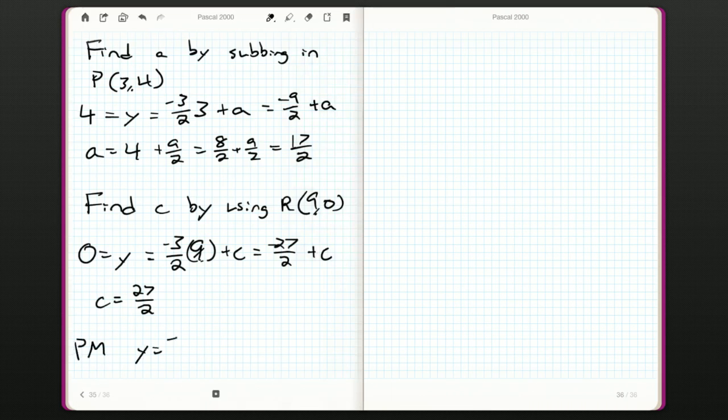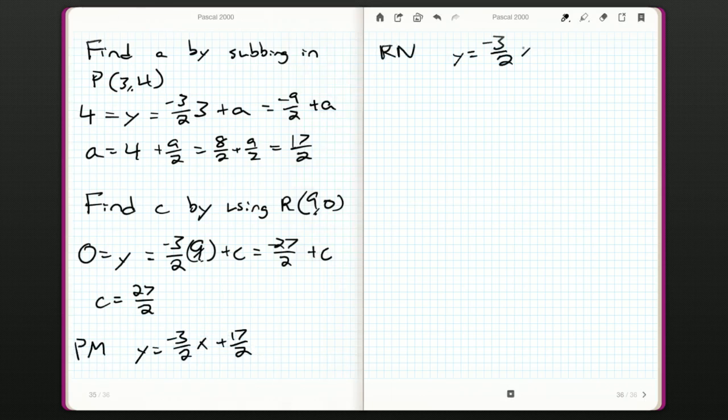So PM is y equals negative 3/2 x plus 17/2, and RN is y equals negative 3/2 x plus 27/2. Now these are great. These are the equations of PM and RN.